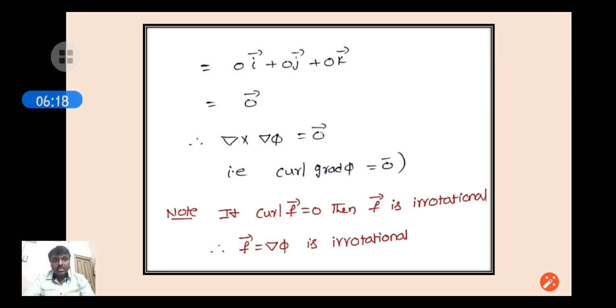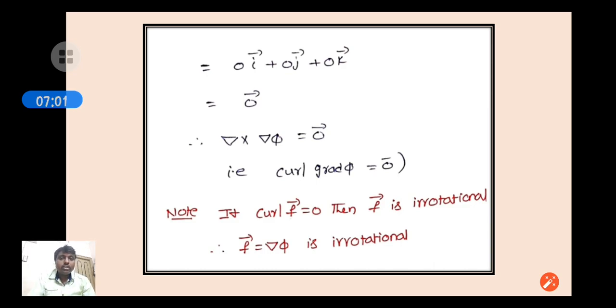So from the basic definitions we can formulate some relations between such vector point functions and operators. One more thing you observe here: I know the definition of an irrotational vector point function. If f bar is irrotational, that means curl f bar is equal to 0. At the place of f bar, you can take grad phi. Curl of grad phi is equal to 0 bar. That means grad phi is always irrotational.